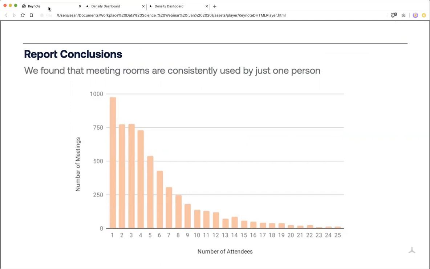So number one, we found that across all of these spaces and over a 6-month period, meeting rooms were consistently used by just one person. So when we look at the number of meetings, and then we look at how many people are there in that meeting, well, a lot of time it's just one person.